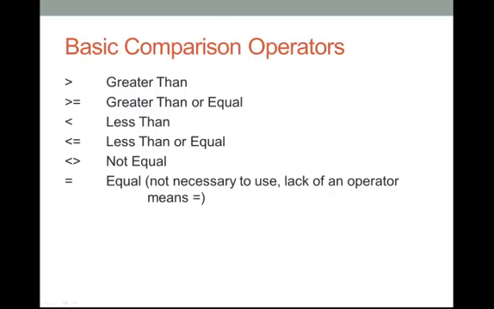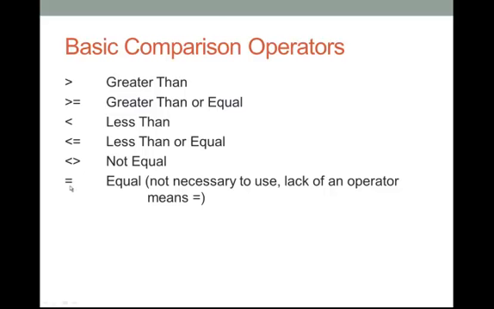The greater than sign simply means greater than, but sometimes you want greater than or equal. In that case, you put a greater than and an equal sign right next to each other. Less than, again, less than, equal, right next to each other. No space between those two keys as you type them in order to mean less than or equal. Not equal is the less than and greater than signs with the open ends facing each other.